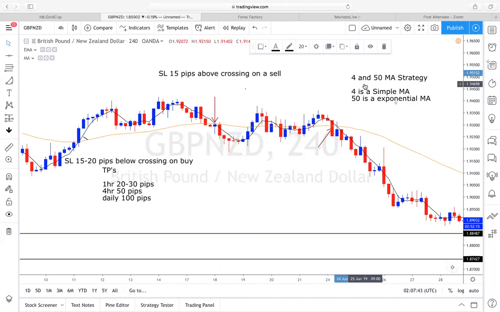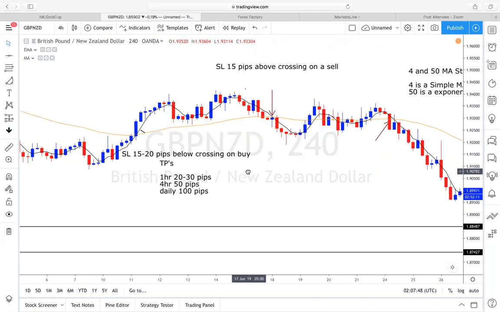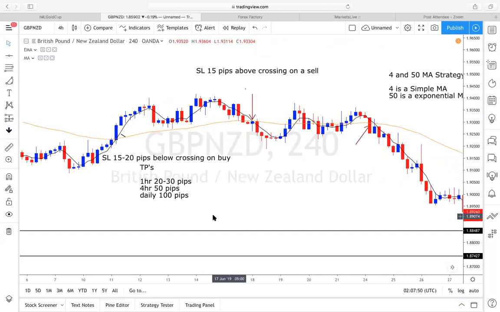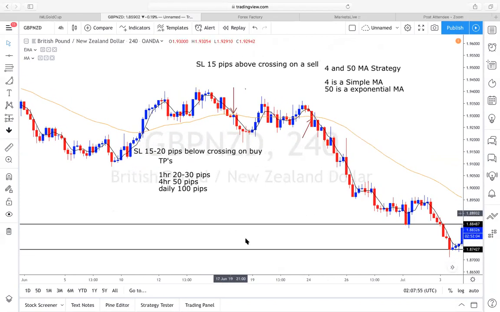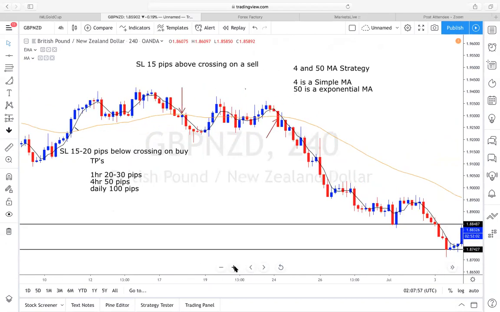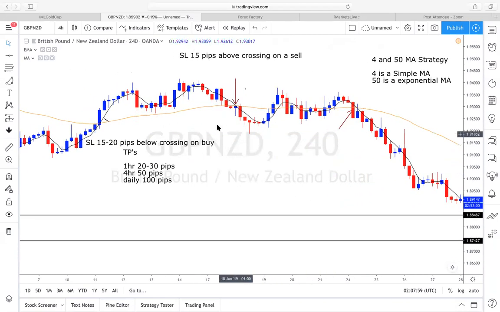This is the 4 and 50 moving average strategy. Guys, this is so simple. On my screen, you see 2 moving averages. You see 2 lines, a black one and an orange one. Can we all agree that we see those lines? This is the 4 and 50 moving average strategy. MA means moving average.